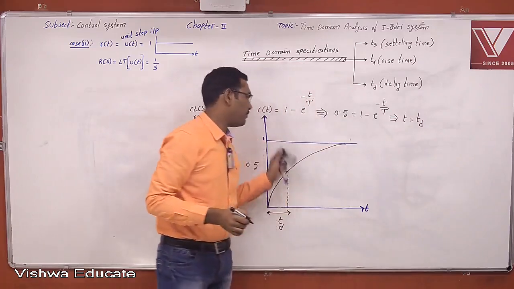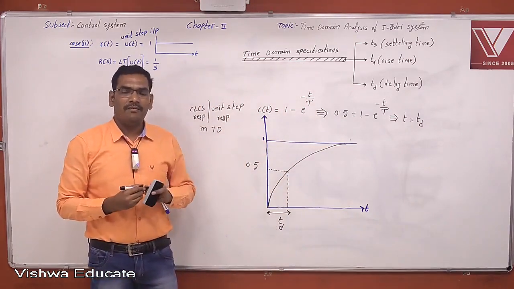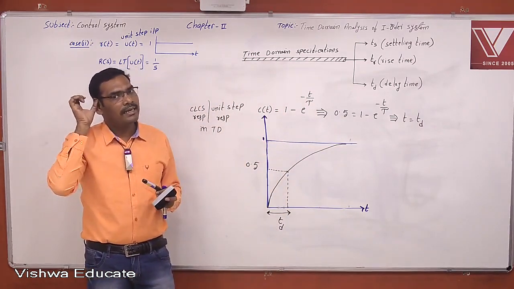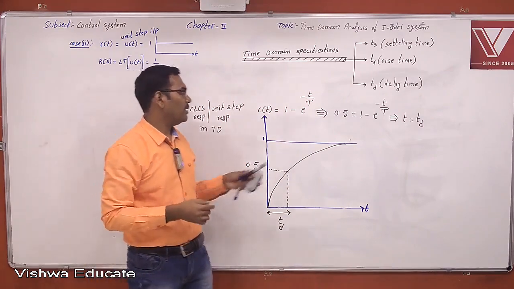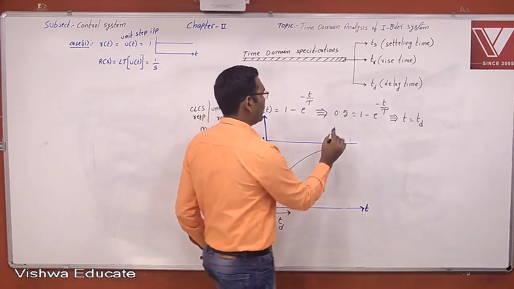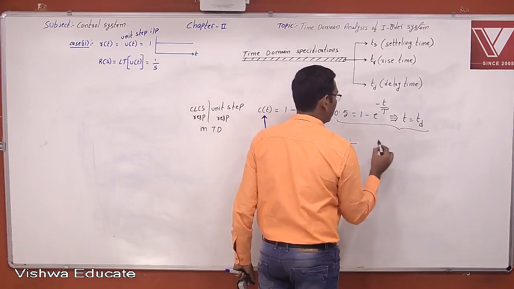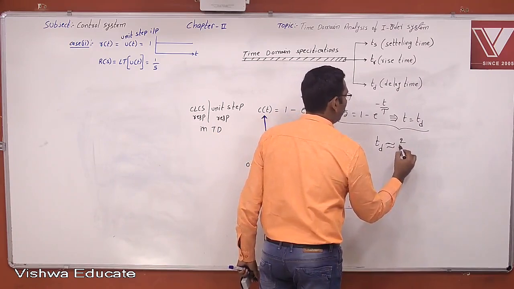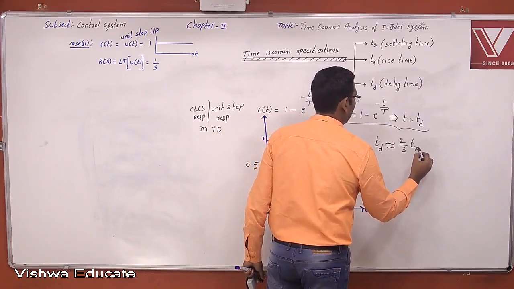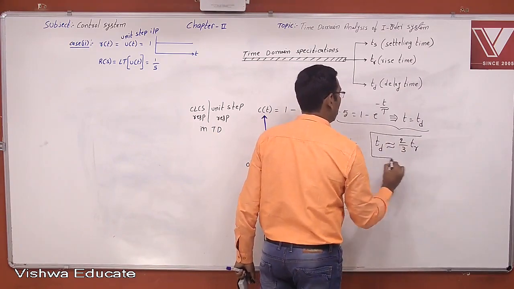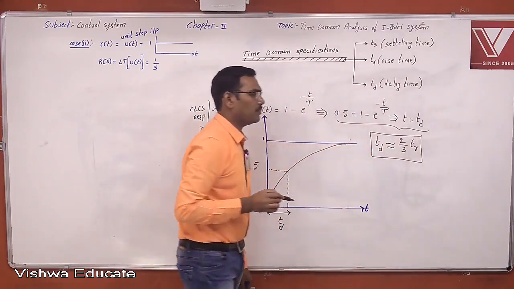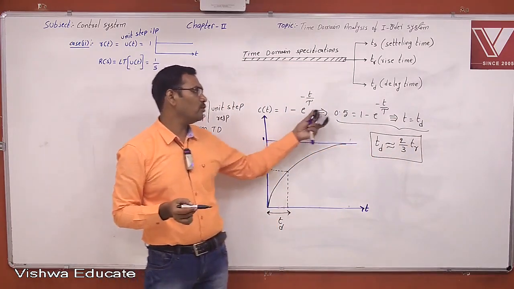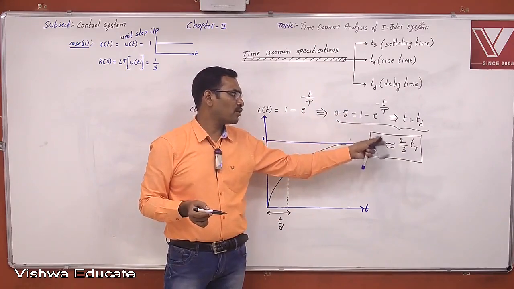But for a first order system, there is a relation between the delay time and the rise time. This is the actual derivation. The delay time is approximately 2/3 of the rise time. Otherwise, you can do the derivation part of this, and the answer is approximately the same.